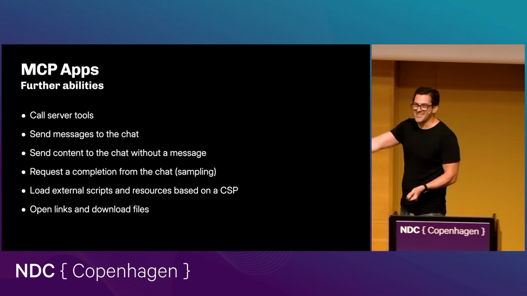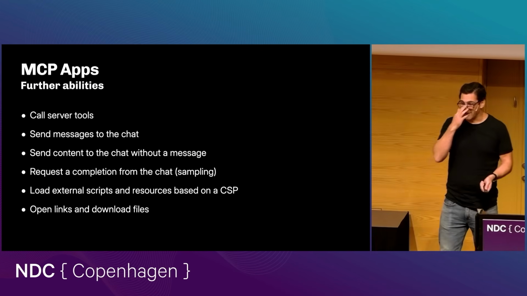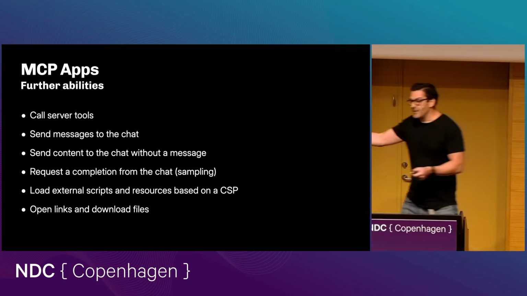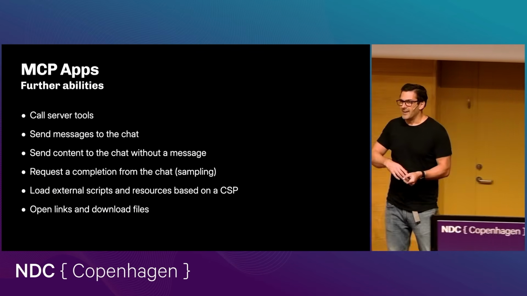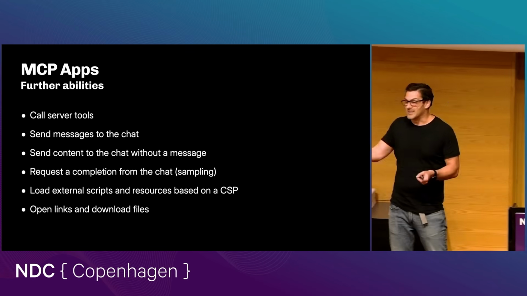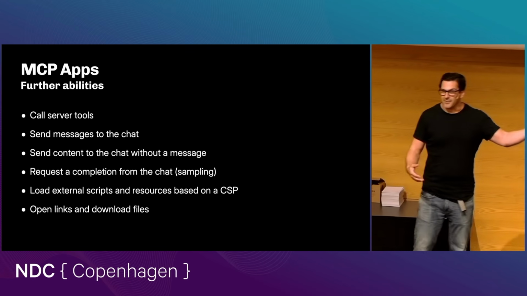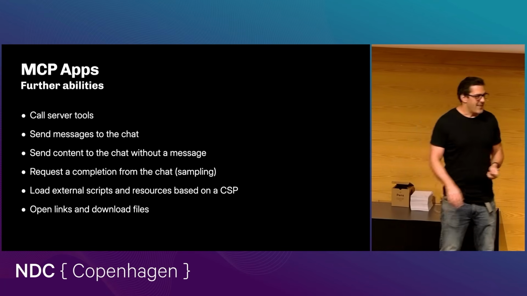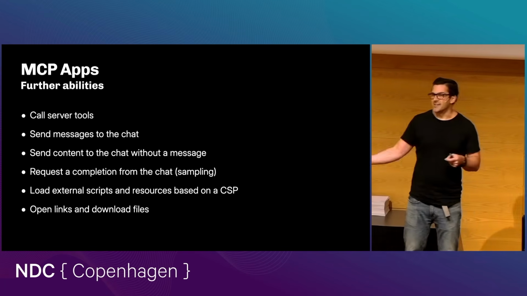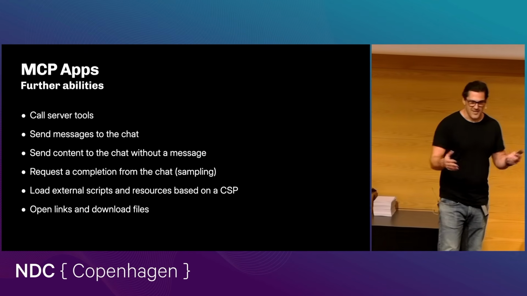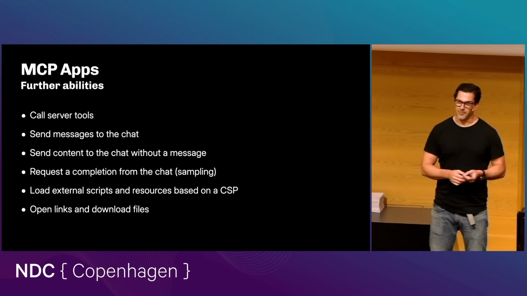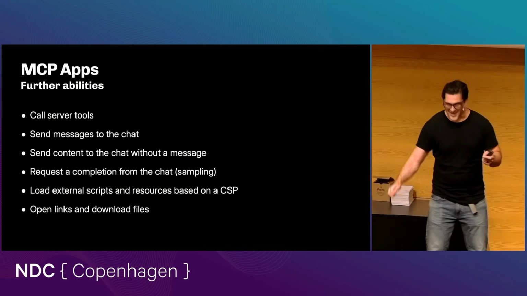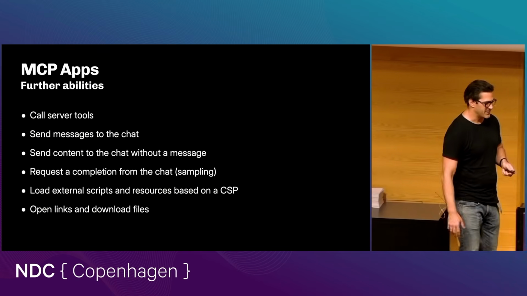MCP Apps can also request a completion from the model itself, so it can do sampling much like a regular MCP server can. You can load external scripts and resources. For example, in either the Spotify or the booking example on ChatGPT, they're both loading images from either the playlist or from the hotels. That can be controlled with a content security policy, CSP, so you can make domains available to load things from. But it's still not there for making requests. All of that still should go through the host, go through the tools.